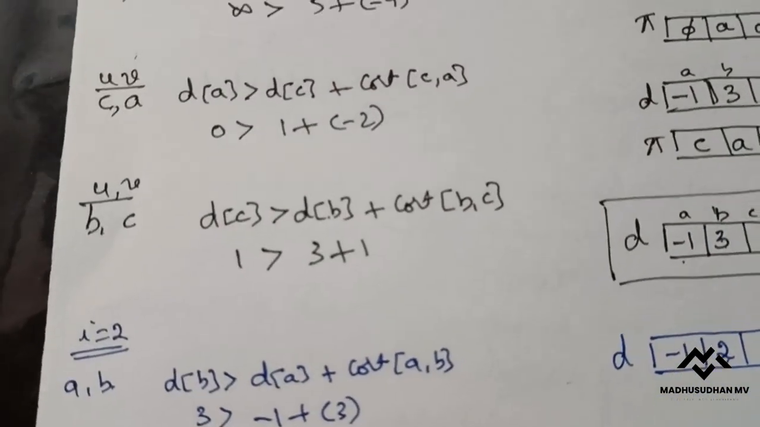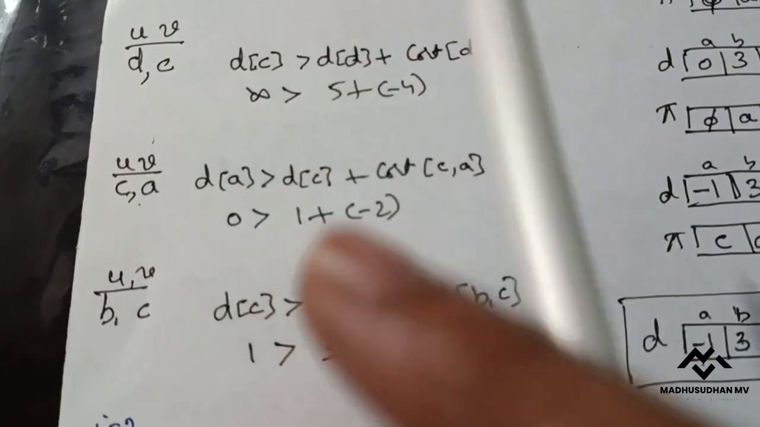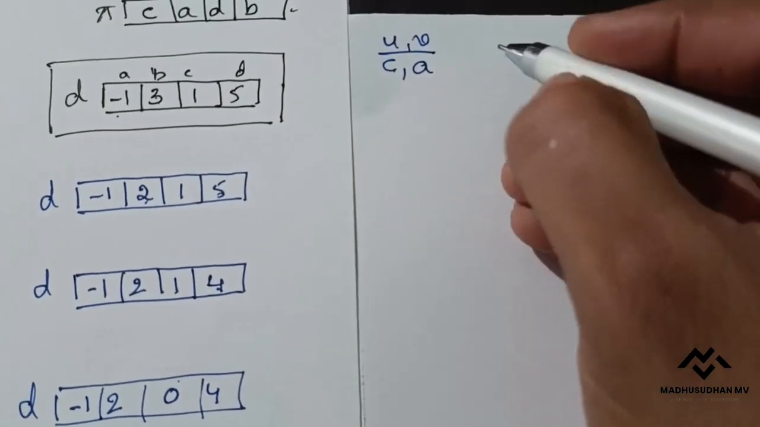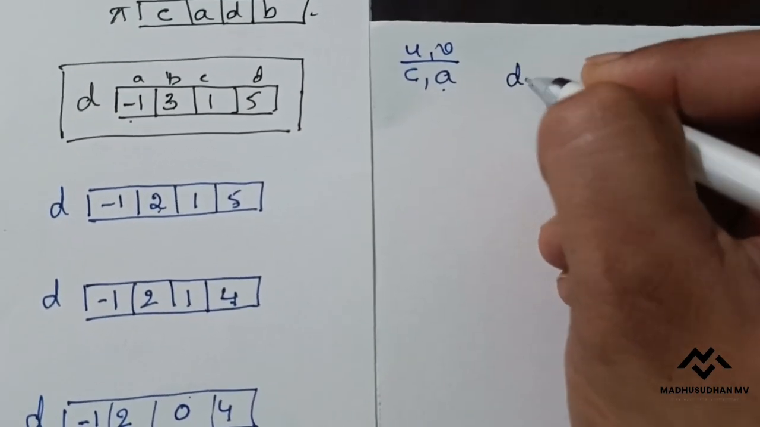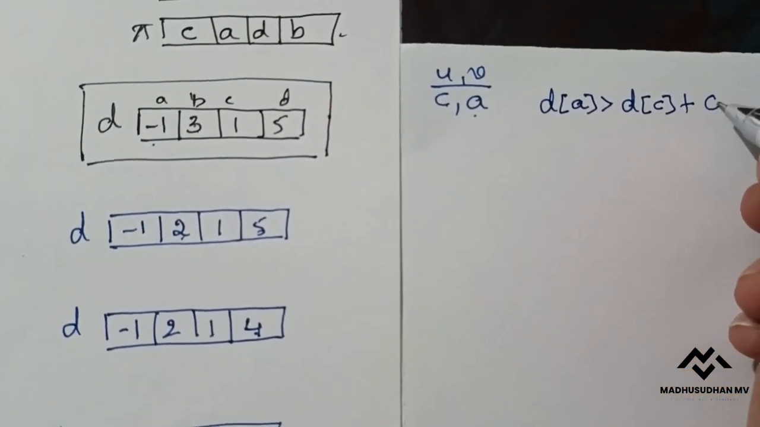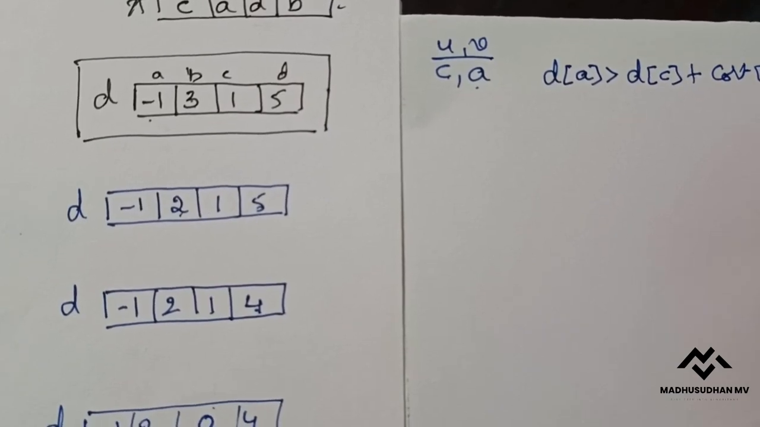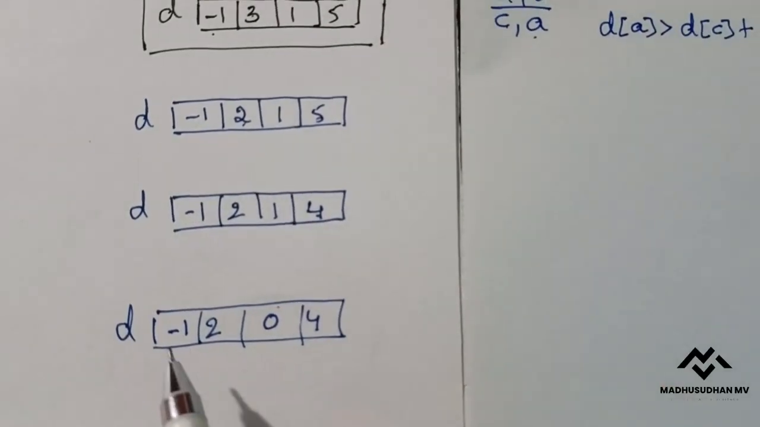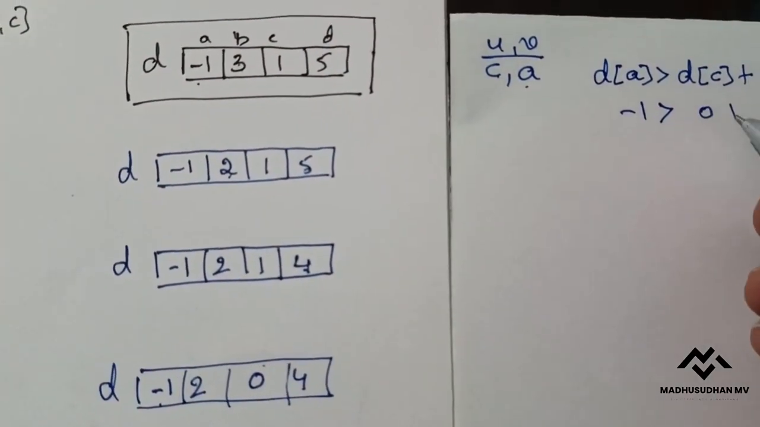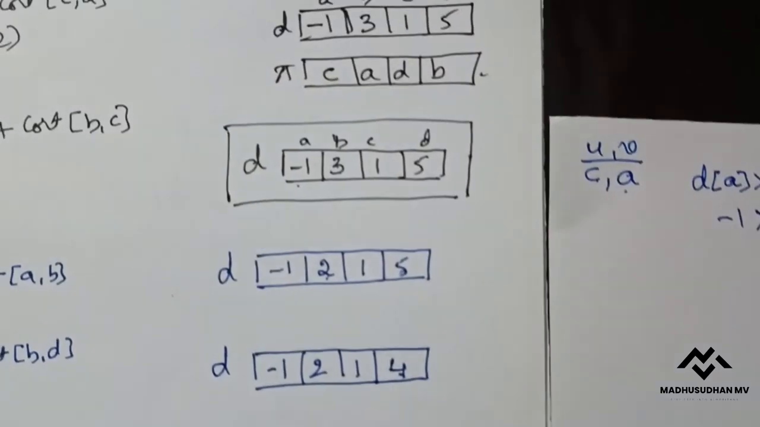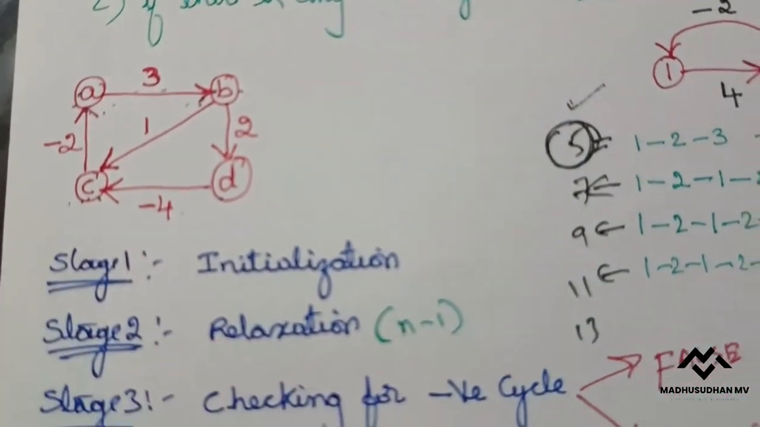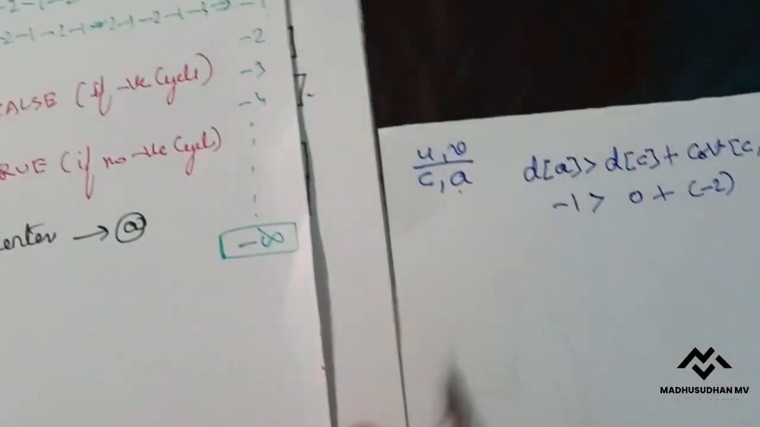So still only 3 edges. After D to C, C to A we need to do now. Here this is my V, so V is A now. Next edge: distance of V greater than distance of U plus cost of U comma V. Distance of A is minus 1, greater than distance of C, which is 0, plus cost of C to A. Cost of C to A is minus 2.